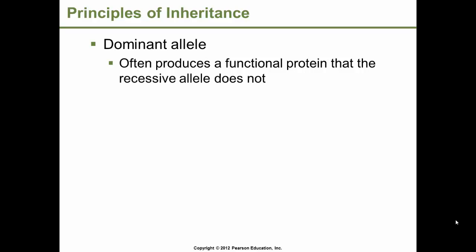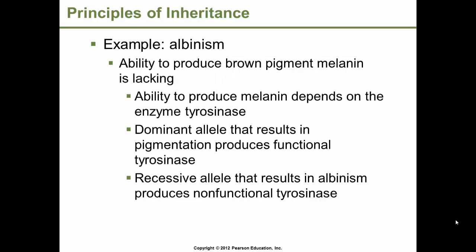A dominant allele is one that often produces a functional protein. So the alleles for these produce a functional protein. In other words, the structure and function act as they should. Whereas the recessive allele typically does not.